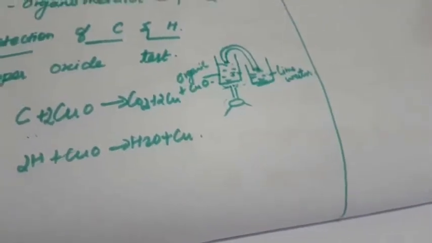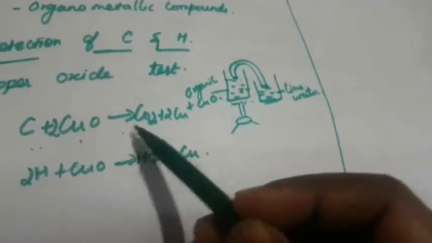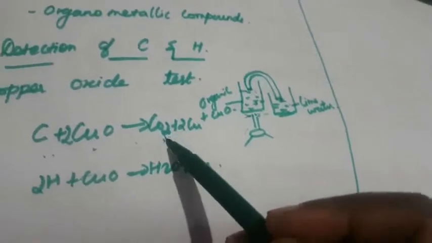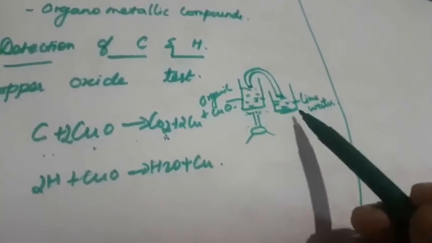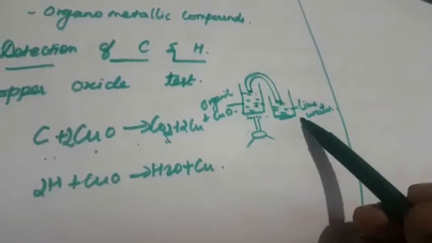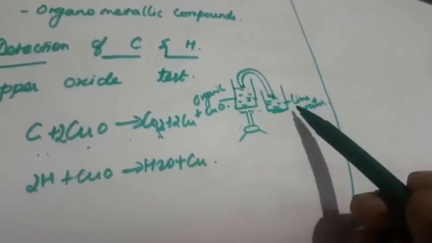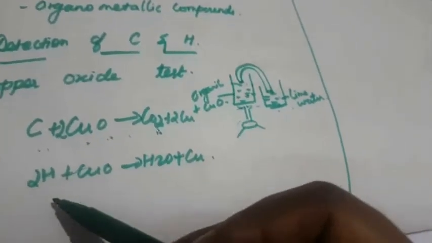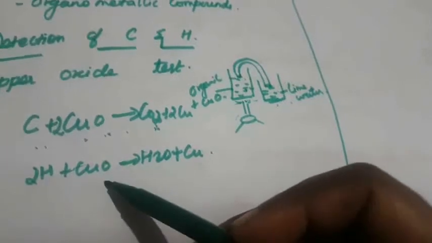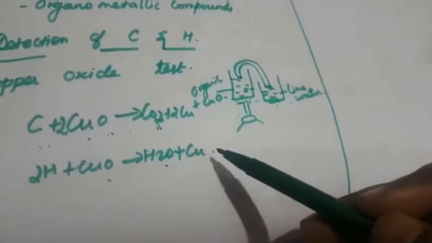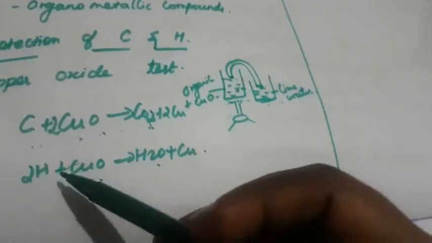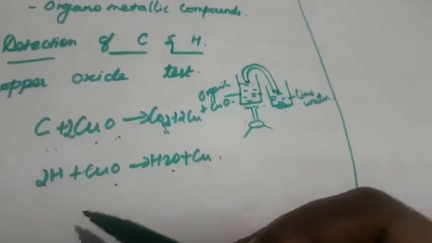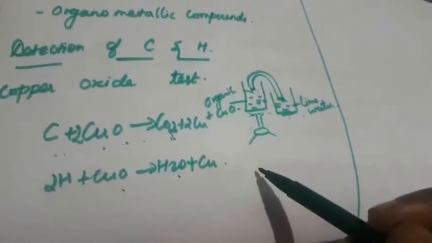Suppose the organic compound contains carbon, what will happen? The carbon reacts with copper oxide and is converted into carbon dioxide. How do we identify the carbon dioxide released? The carbon dioxide turns lime water milky. So if the lime water turns milky, the compound contains carbon. Similarly for hydrogen, it reacts with copper oxide to form water molecules. The water vapor evolved condenses on cooling, showing the compound contains hydrogen. This is the way we can identify it.